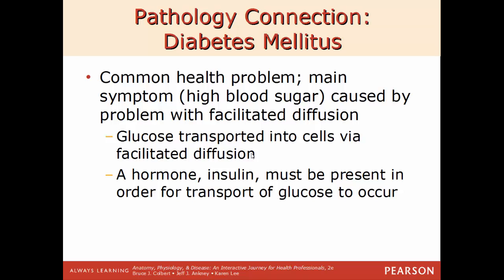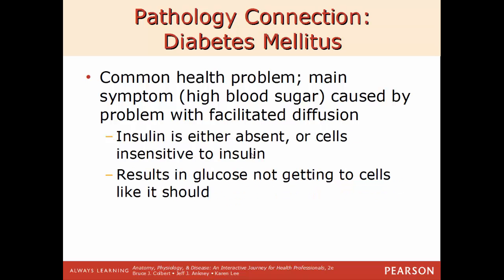Another disease that's related here is diabetes mellitus, a very common health problem. When you hear diabetes, type 1 and type 2, that is a reference to diabetes mellitus. This is a problem due to facilitated diffusion. You have glucose that's transported into cells via this process, facilitated diffusion. But a very particular hormone, insulin, must be present in order for that to happen. If insulin isn't there, then glucose can't get into the cells.